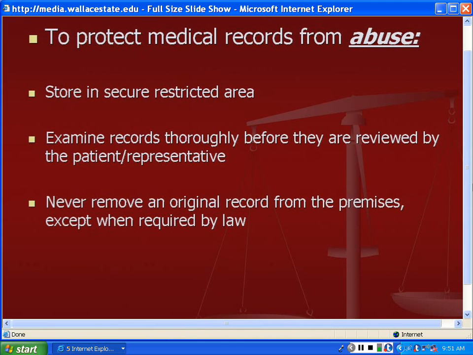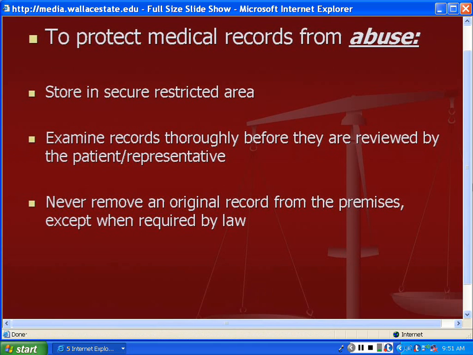Never remove an original record from the premises except when required by law, because what if it was lost? What if something happened to the record? That would be followed in that abuse category. So instead of removing the original, we would take a copy if we had to take the information somewhere. But unless it's required by law, we should not ever be leaving a facility with a paper medical record.